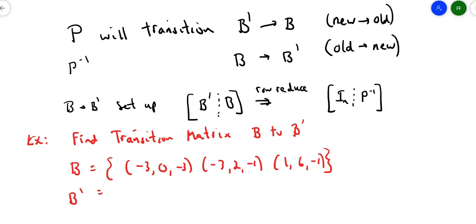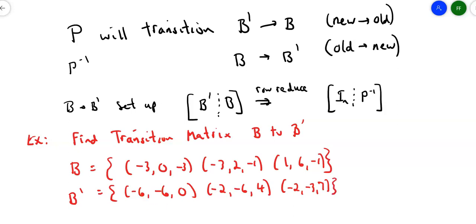My basis B prime, my new basis, will be negative 6, negative 6, 0; negative 2, negative 6, 4; and negative 2, negative 3, 7.